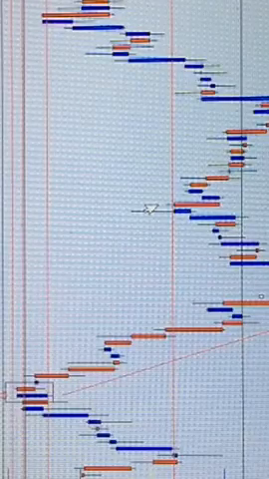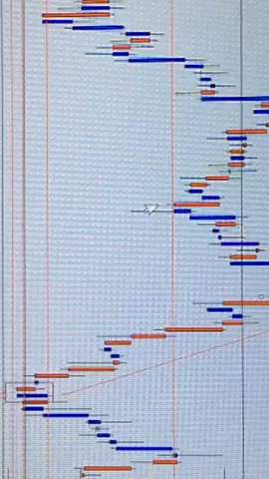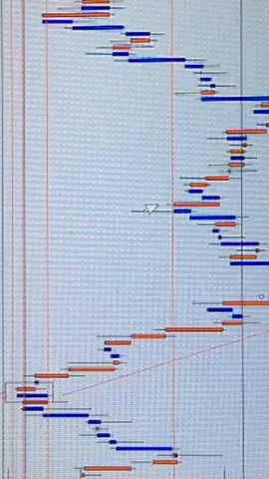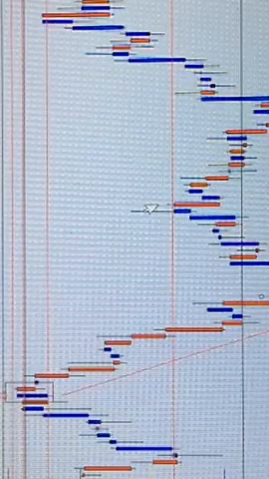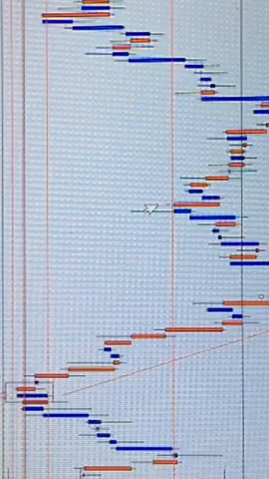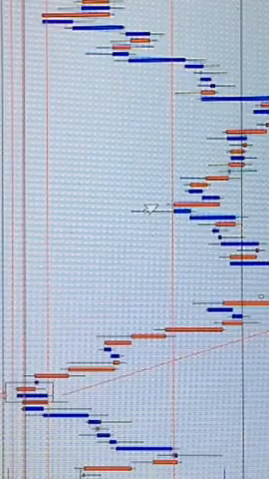Nah, I don't use the 4. The most I'll go is like an evening star and a morning star. So the max I'll go is three candlestick structure patterns.